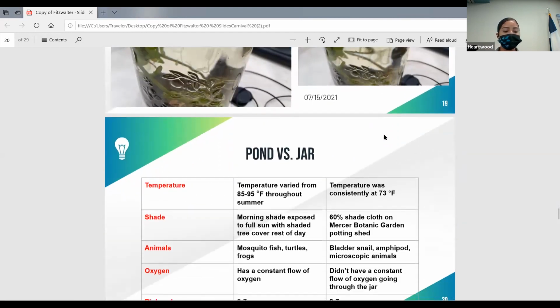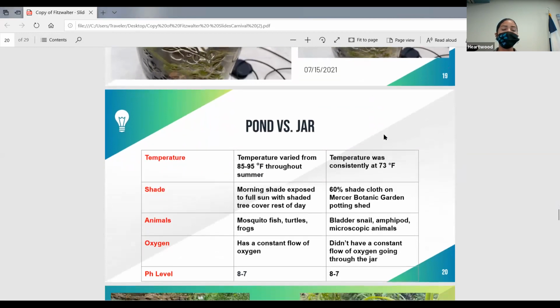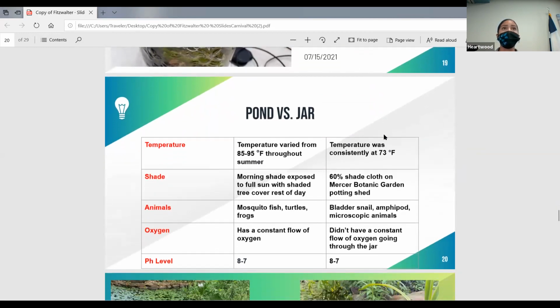So here's what I learned from my experiment. In this experiment, I wanted to compare the life of the pond to the life of the jar. When it came to temperature, the pond varied around 85 to 95 degrees Fahrenheit throughout the summer, while the temperature consistently stayed at 73 degrees in the jar, which stayed in the potting shed. And when it came to shade, the pond had morning shade, but it was mostly exposed to full sun with the shaded cover of trees.